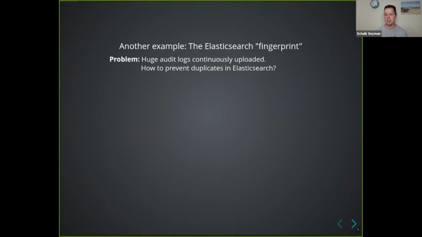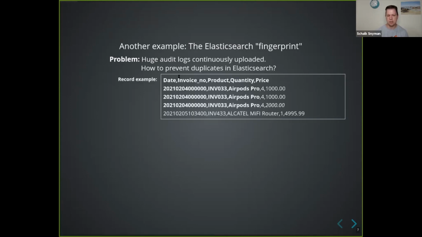Firstly, I want to say that Elasticsearch is a NoSQL database, and it's based on a Lucene indexing engine, which is optimized for searching and analytics. So the records had the format as shown here: a date, invoice number, a product, quantity, and a price. And we see that the first 2 records are duplicates. The client had another requirement that if we get a record which only differs in 1 or 2 fields, we should only update the fields and not overwrite it.